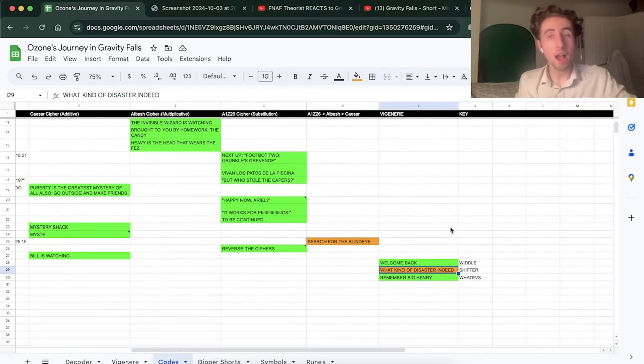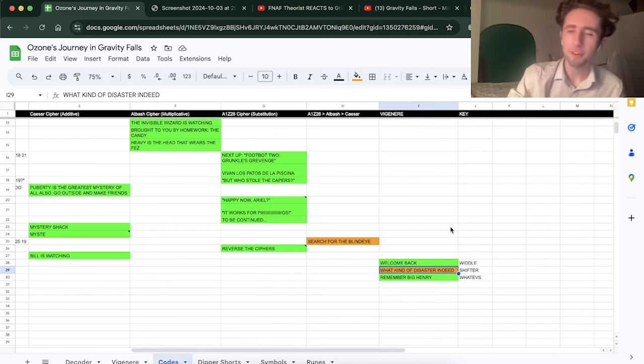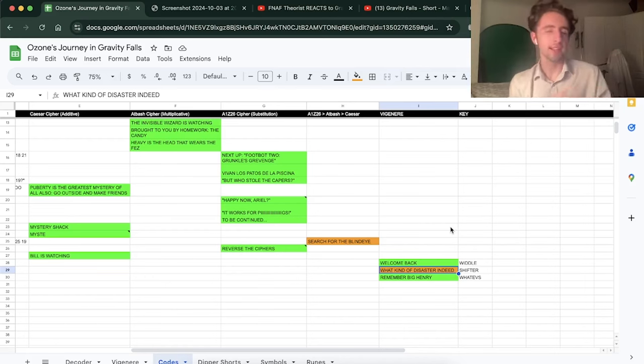I wanted help with this, and it turns out, first of all, it's kind of obvious, that's just a reference to one of the lines that Dipper says in it. He's like, what kind of disaster is this bunker for? Why is there this bunker here? What's the reasoning for this? And yeah, obviously I missed that.